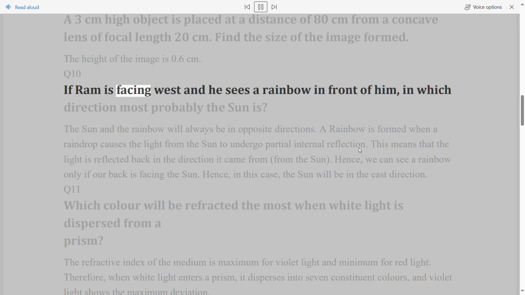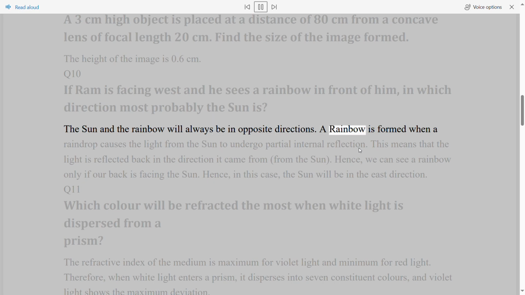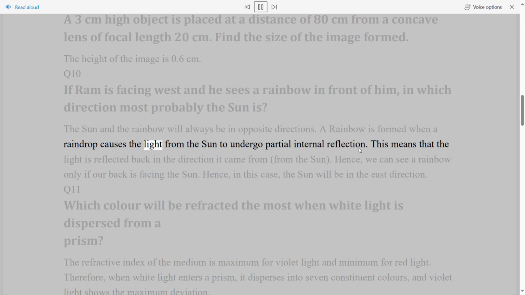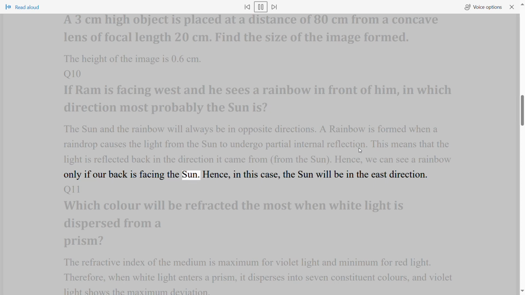Q10. If Ram is facing west and he sees a rainbow in front of him, in which direction most probably is the sun? The sun and the rainbow will always be in opposite directions. A rainbow is formed when a raindrop causes the light from the sun to undergo partial internal reflection. This means that the light is reflected back in the direction it came from, the sun. Hence, we can see a rainbow only if our back is facing the sun. Hence, in this case, the sun will be in the east direction.